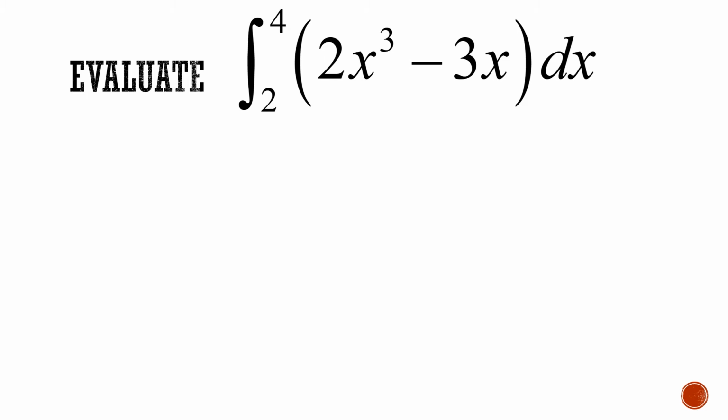All right, next example, we have the integral from 2 to 4 of 2x cubed minus 3x dx. Integrating it straight up, we get x to the 4th over 2 minus 3/2 x squared. Evaluating that from 2 to 4.